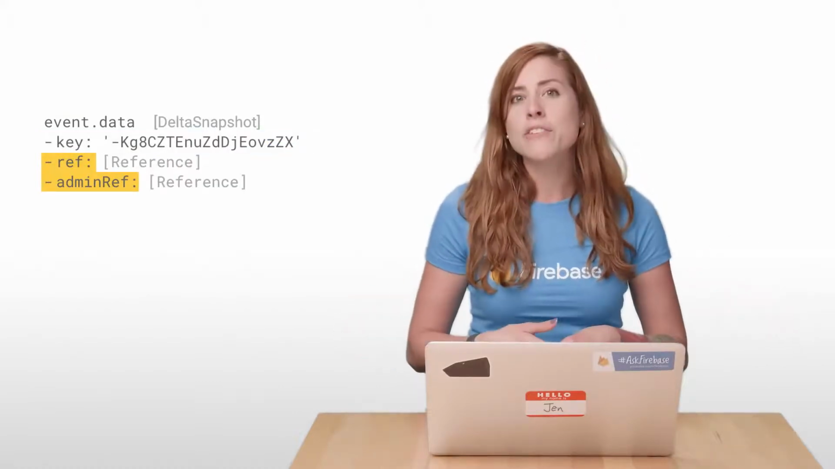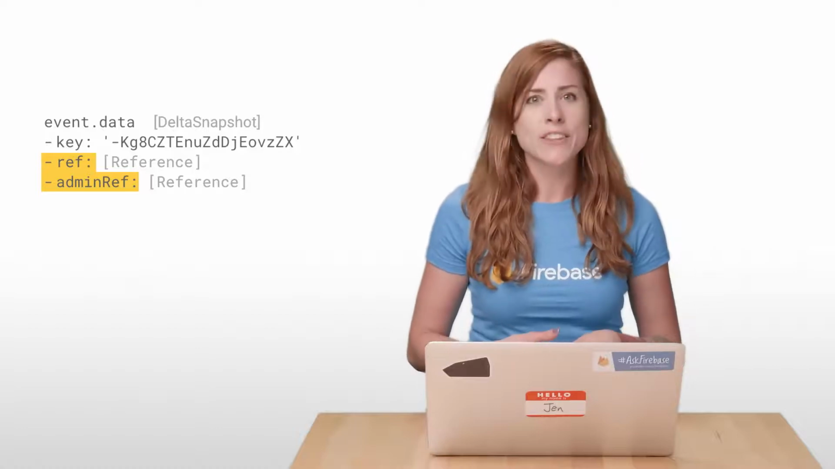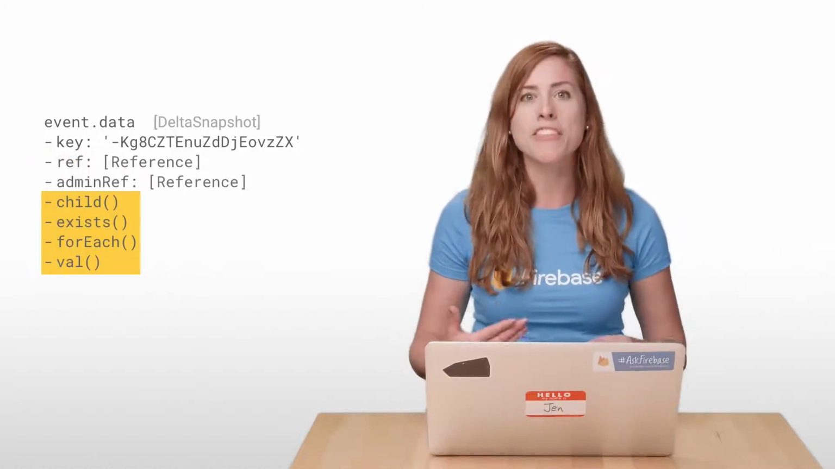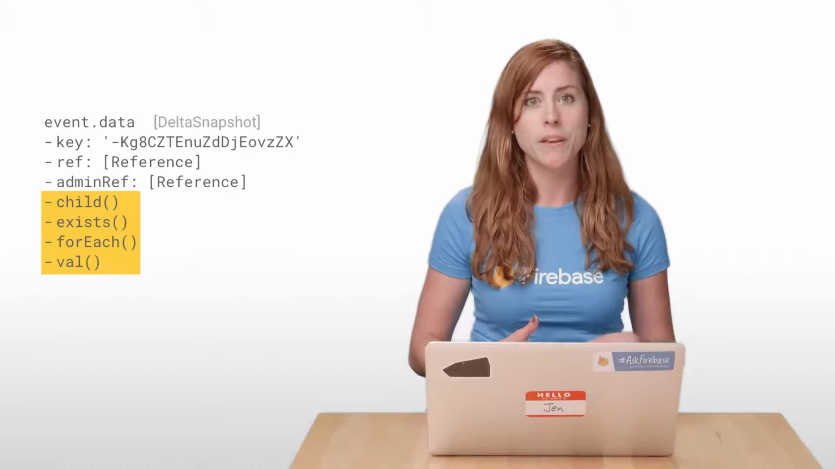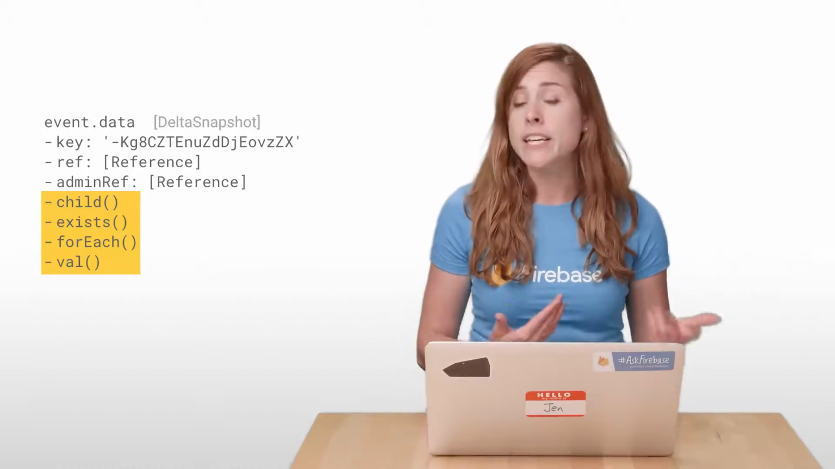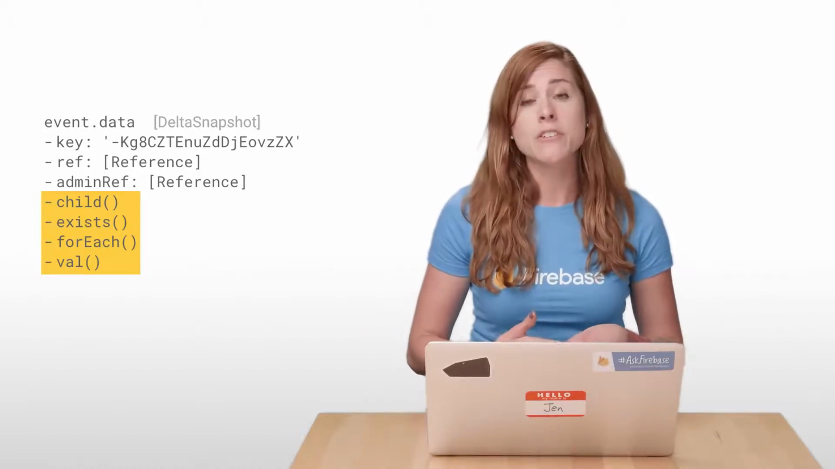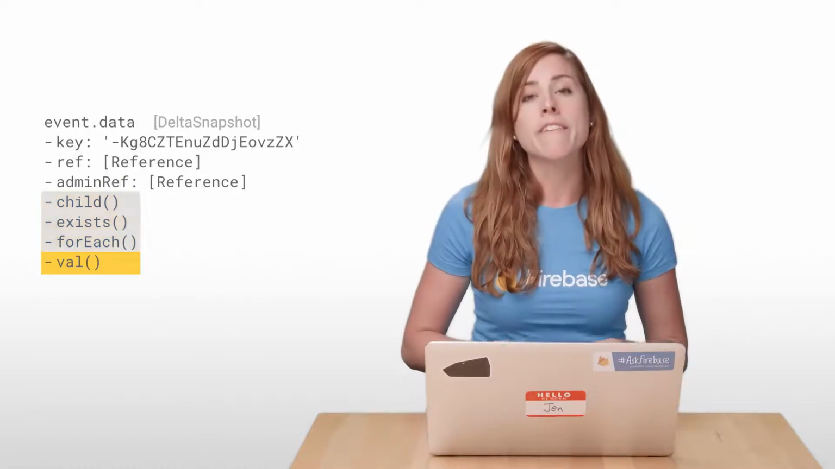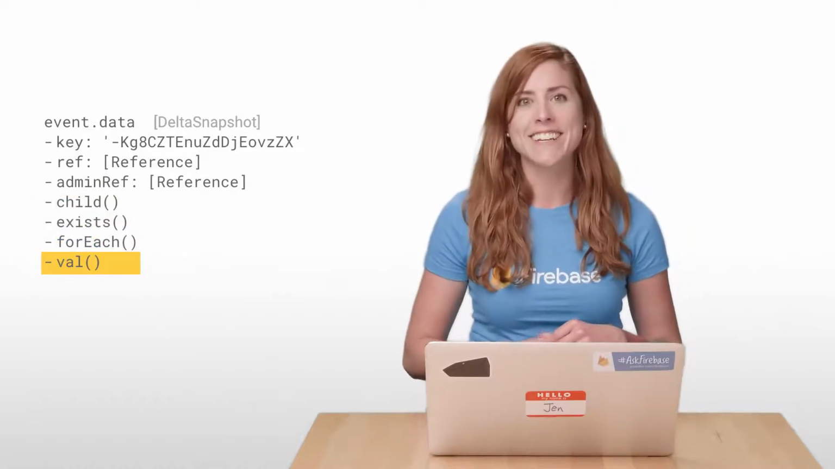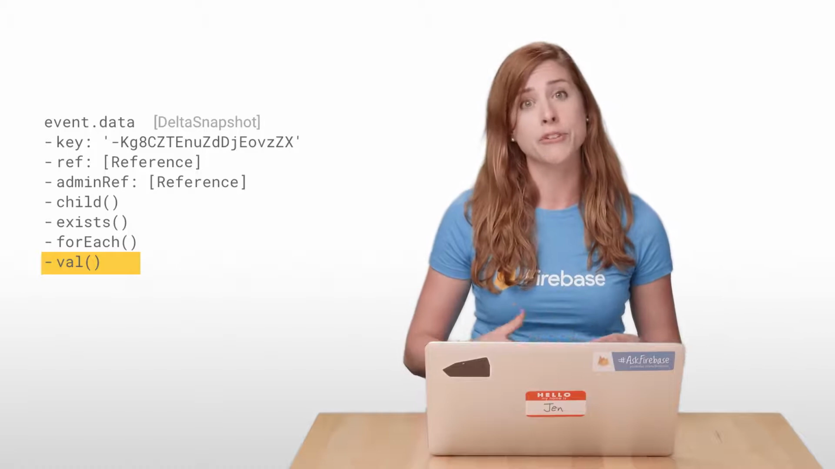There are also properties called ref and adminRef. These are database reference objects, just like the ones you already know. There are methods you can call on the delta snapshot as well. You have a few for navigating and iterating the data at the location of the change, but the one you'll use the most is called val. This returns all the data inside the delta snapshot as a JavaScript object.